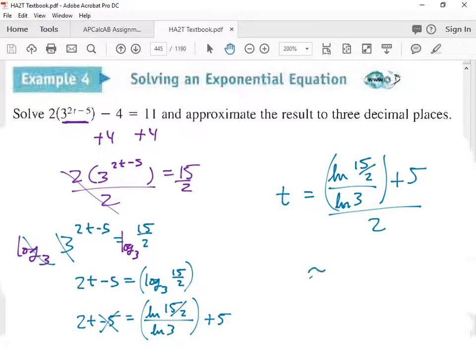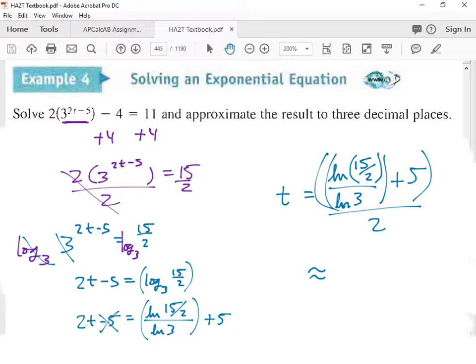What is our approximate answer going to be? Can you guys correctly plug this into the calculator? If you're trying to plug all this at once into the calculator, don't forget to put parentheses around this guy and put parentheses around the whole numerator. Otherwise, do this in parts. Plug this in first, hit equals, then divided by natural log of 3, hit equals, plus 5, then hit equals, and then divide by 2, and hit equals.